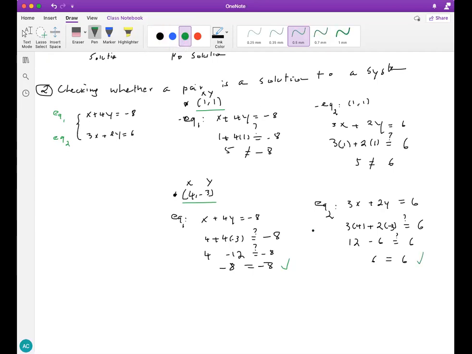So that works. So this point works for both this and this. Therefore, this point is a solution to this entire system. It has to work for both, as we saw here. Unlike this one, it didn't work for either one. So it's not a solution. Even if it worked for one of them, it's still not a solution. It has to work for both. So we can conclude that for the pair (4, -3), it is a solution to the system.